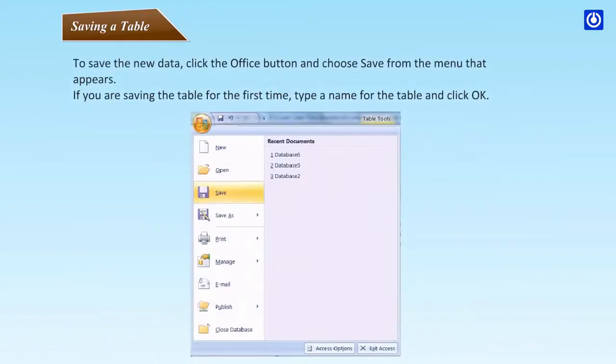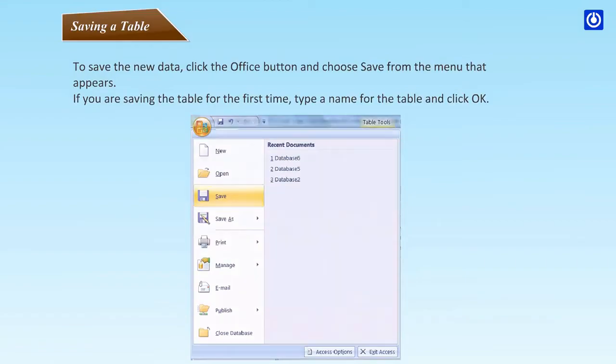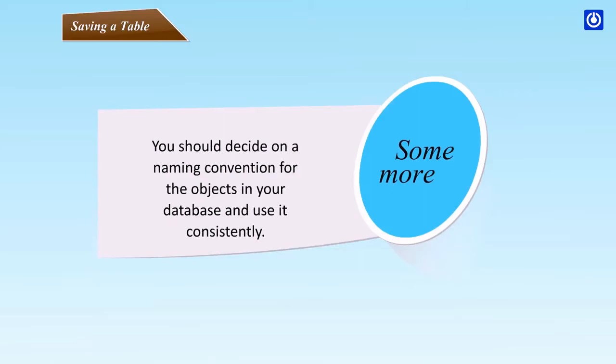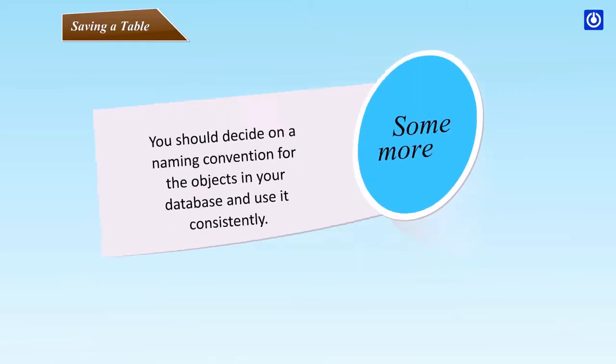Saving a table. To save the new data, click the Office button and choose Save from the menu that appears. If you are saving the table for the first time, type a name for the table and click OK. Some more: you should decide on a naming convention for the objects in your database and use it consistently.